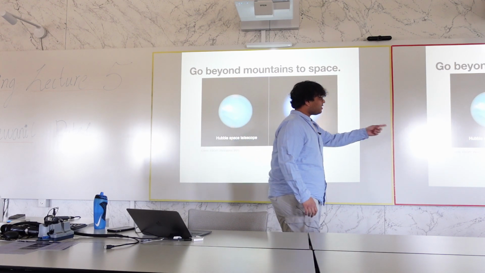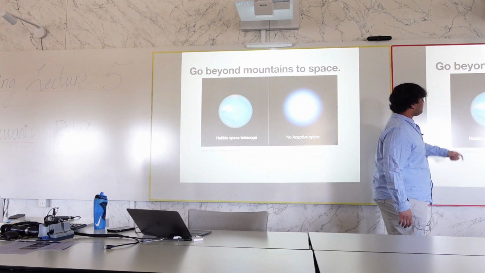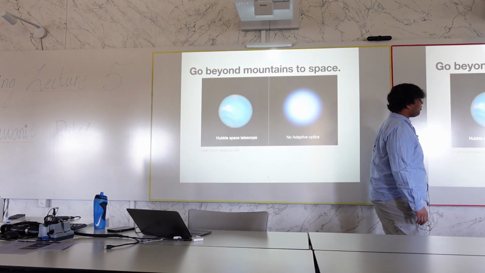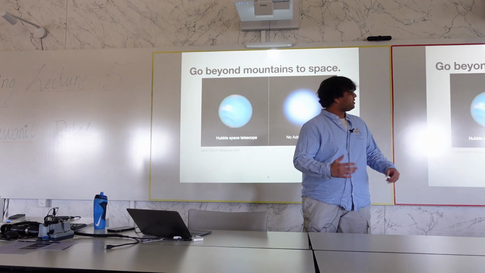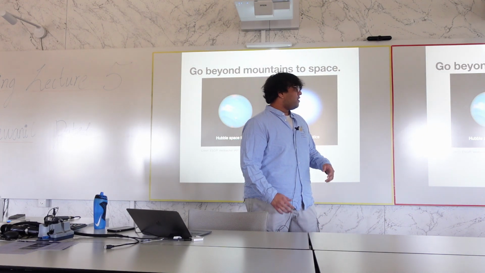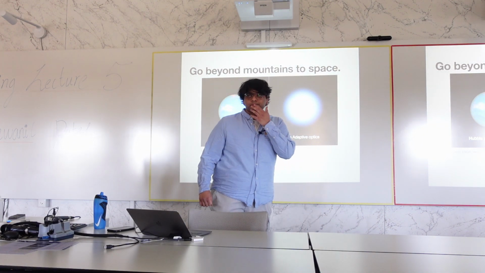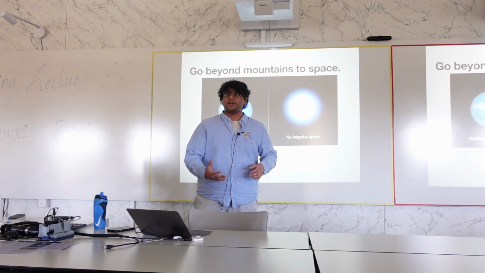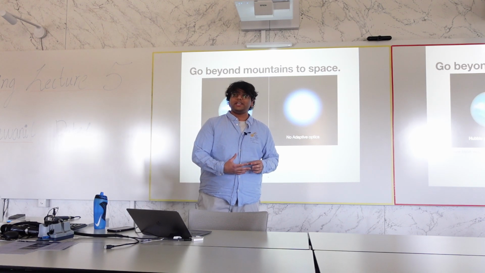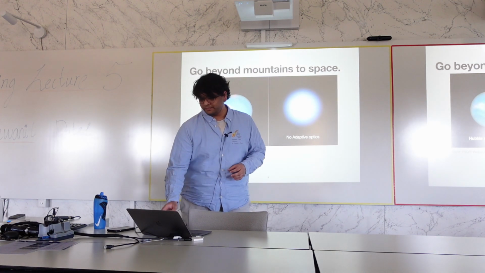So this image on the left is of Uranus taken by the Hubble Space Telescope, and on your right is something taken from a ground-based observatory, but there is no correction for the atmosphere. So you can see how the atmosphere blurs your image out, and you cannot see the details in the image.